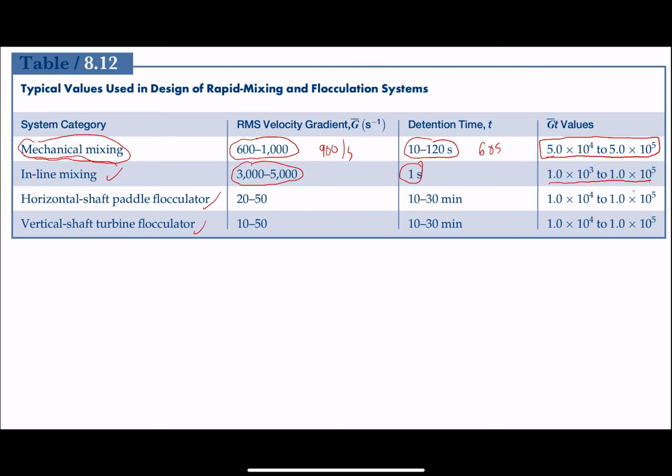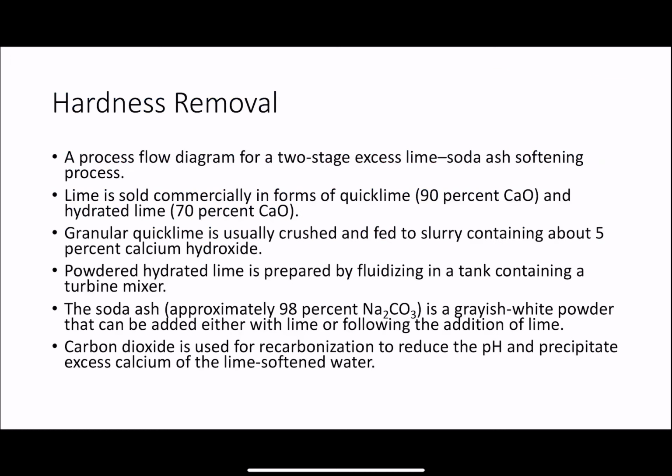And the other one is the RMS value for the horizontal shaft, which is from 20 to 50. Detention time 10 to 30 minutes. And then GT is from 10^4 to 10^5. And the other one is also included.